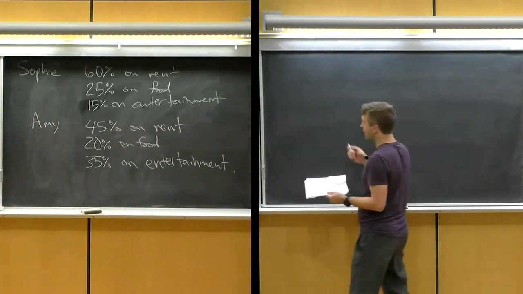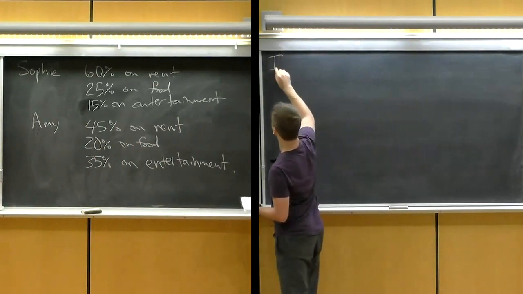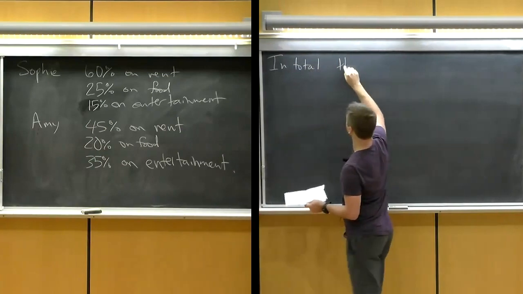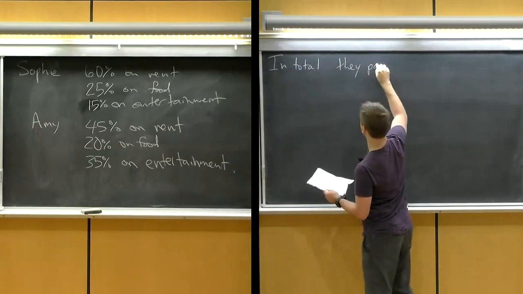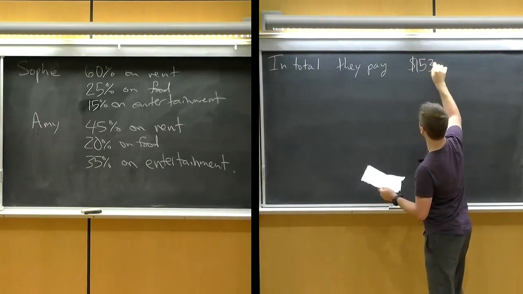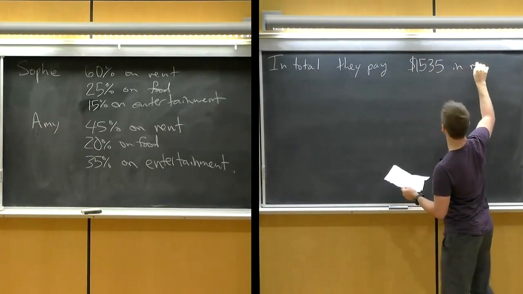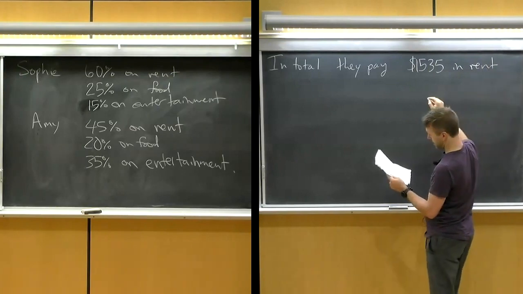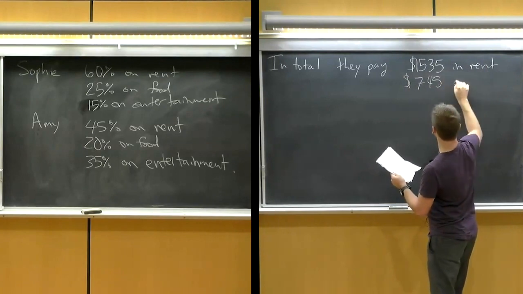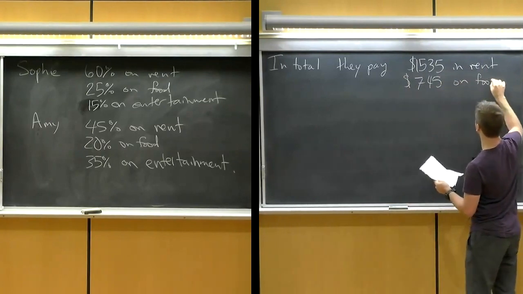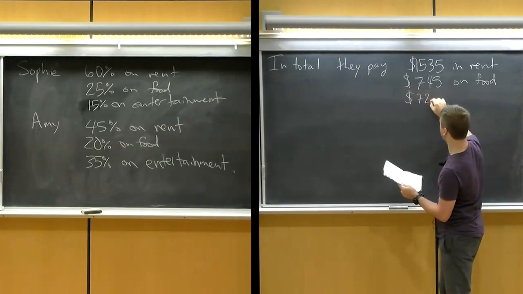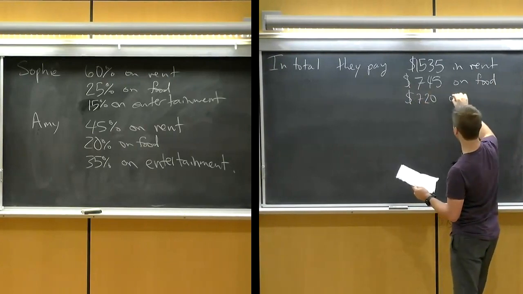Okay, and then let's say they, in total, between the 3 of them, they pay $1,535 in rent, $745 on food, and $720 on entertainment.